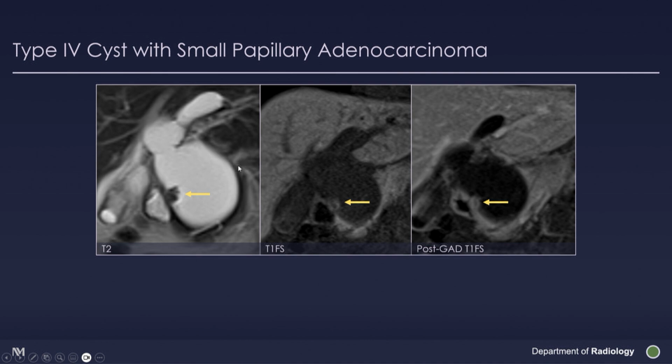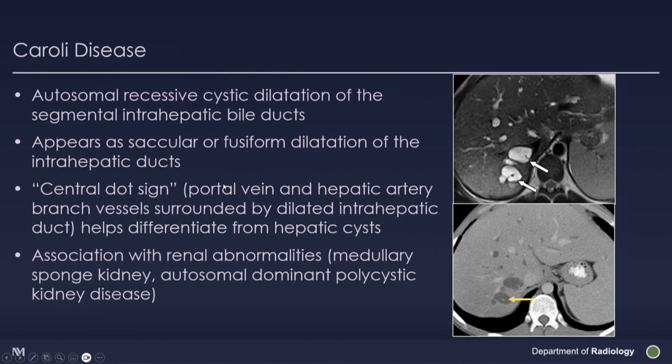lucky is because they ended up doing surgery and resecting it before it had spread. Caroli's is the one we learn about as well. This is autosomal recessive with segmental intrahepatic biliary dilatation. What you want to look for here is what's referred to as the central dot sign, where you see this area of enhancement. Basically, it's either the portal vein classically or the hepatic artery surrounded with dilated duct, to differentiate it from hepatic cysts or, as I mentioned before, von Meyenburg complexes or biliary hamartomas. Caroli's is the one that's associated with renal abnormalities, whether it's medullary sponge disease or autosomal dominant polycystic kidney disease.